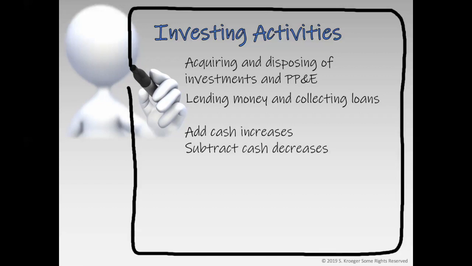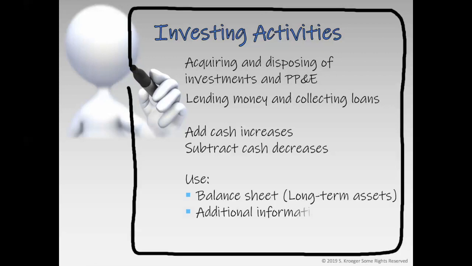When it comes to what we add or subtract in this section, it will not work the same as the operating section. The investing and the next section, the financing section, do work the same. If cash has increased, you would add that amount. If cash has decreased, you would subtract that amount. For example, if I invested money in purchasing stock, my cash would have decreased because I bought the stock. Therefore, I would subtract. We need to look at the balance sheet, specifically in the long-term assets section. We can also use the additional information section to corroborate our information.